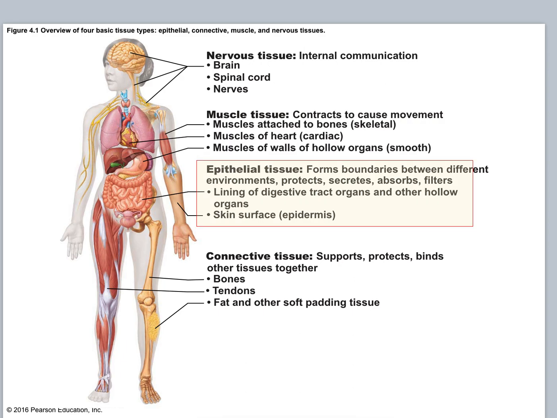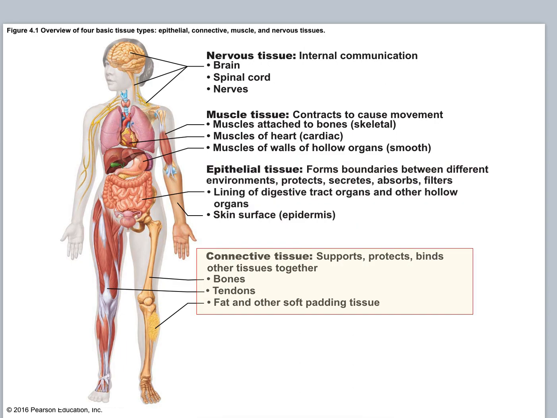Epithelial tissue forms boundaries between different environments. So this would be the lining of a cavity inside the body, such as the lining inside of the stomach, the inside of the respiratory tract, the lining of the kidneys, the bladder, and it could be the exterior surface of the skin, or the epidermis.